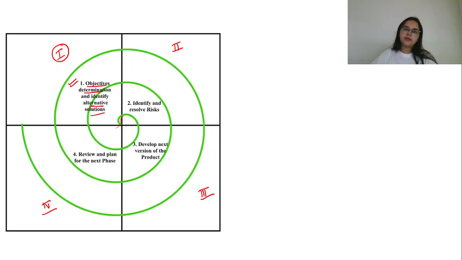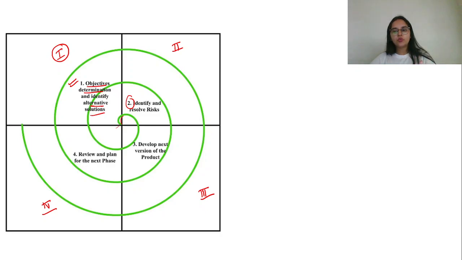The second quadrant talks about identifying and resolving the risk, which is one of the major crucial factors when we talk about the spiral model. One of the most important properties of the spiral model is analyzing the risk. Analyzing the risk means you have multiple solutions with you. You need to select the best possible solution at a given point of time.